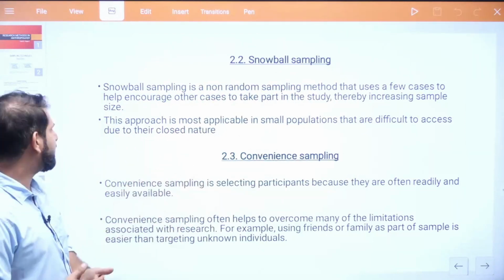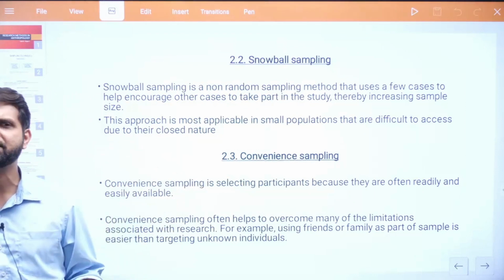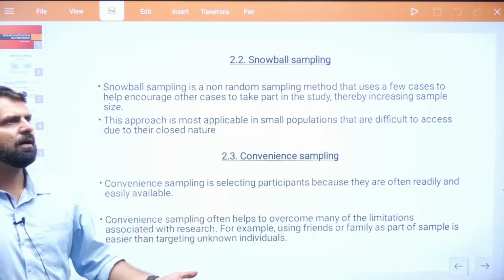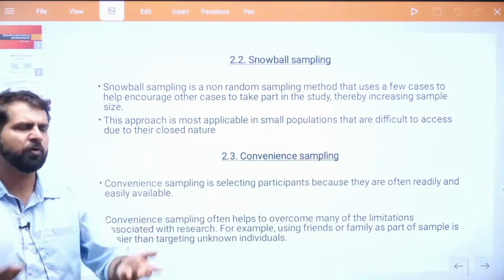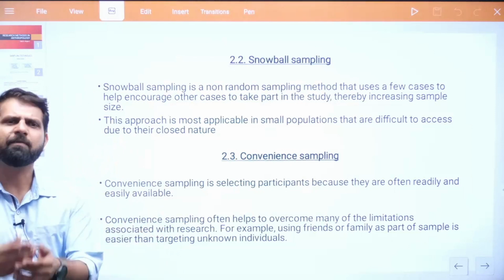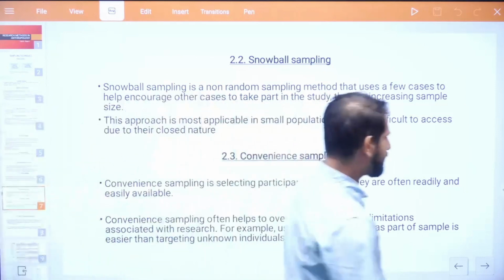Then you have convenience sampling. A sample which is readily available to you based on your own convenience, such as your family members, your friends, and your colleagues. They are very readily available to you. So that's upon your convenience. That's simple in that case.